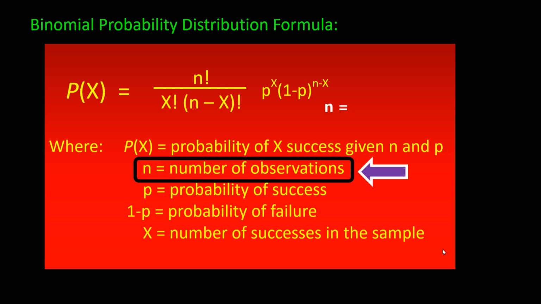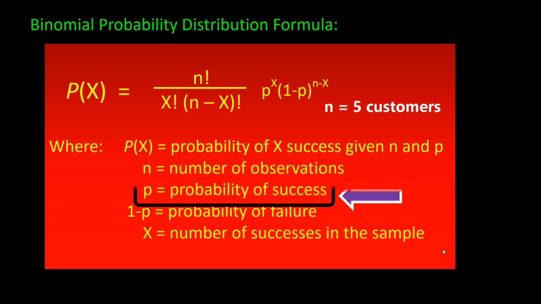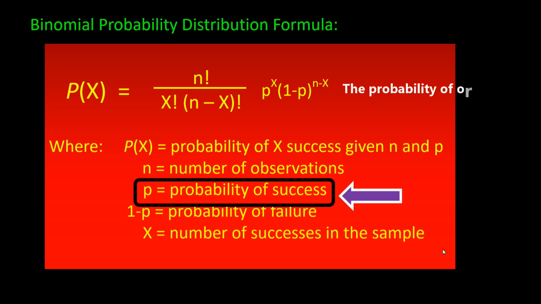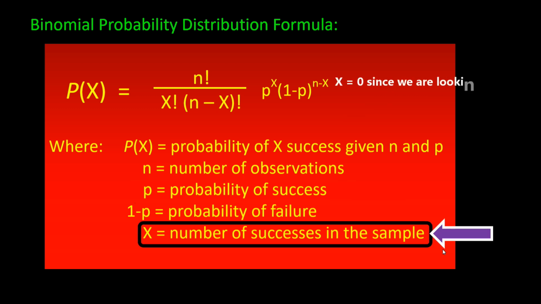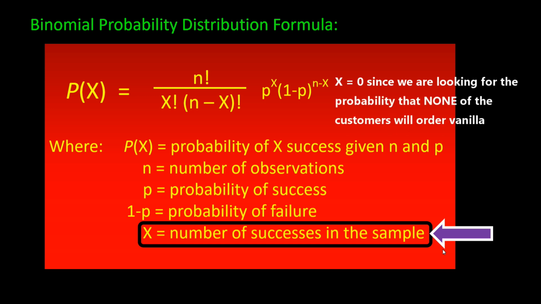As you can see here, n is defined as the number of observations, so since we have 5 customers, n is 5, and p is the probability of a success, which for our example is 0.29, since past data shows that 29% of customers order vanilla-flavored ice cream. X is the number of successes we have in the sample. For this example, we are looking for the probability that none of the customers is going to order vanilla flavor, so X is none or 0.